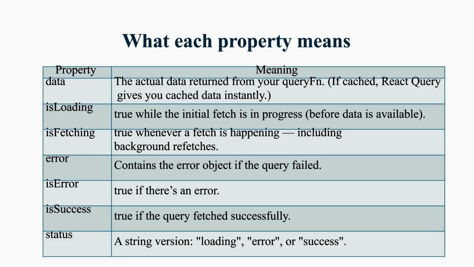What does each property mean? Again, as I showed you in the previous slides, there I showed isLoading, isFetching. So this is all about the same. Here I have shown you what we are going to use in our example. The actual data from your query function; isLoading, true while initial fetching is in progress; isFetching, true when a fetch is happening; error, contains the error object if the query failed; isError, true if there is an error; isSuccess, true if the query fetched successfully; status, a string version like loading, error, or success. Okay, now let's continue coding.